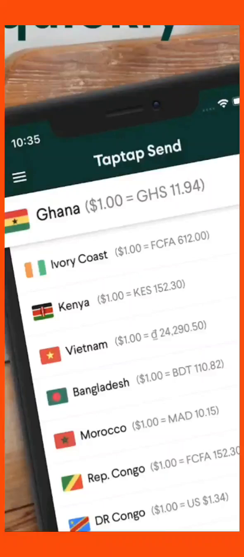It definitely makes you think, doesn't it? How these services are changing more than just how we send money, but maybe even how we view global connection itself.